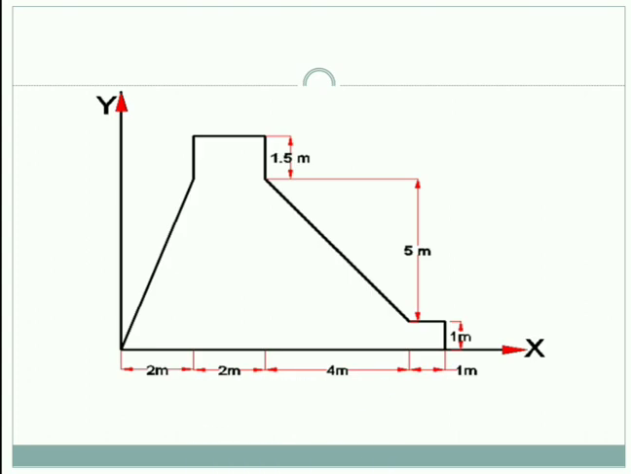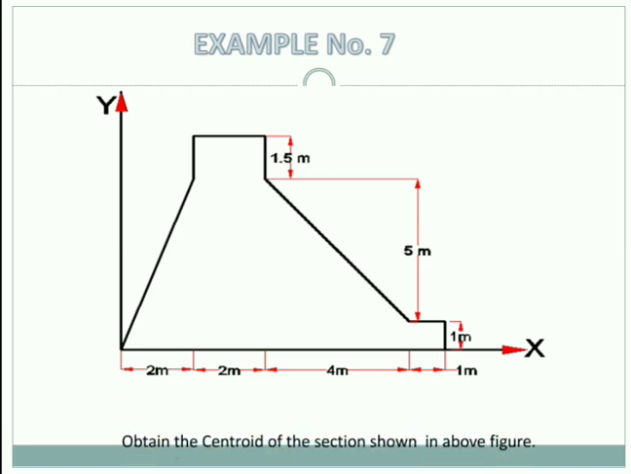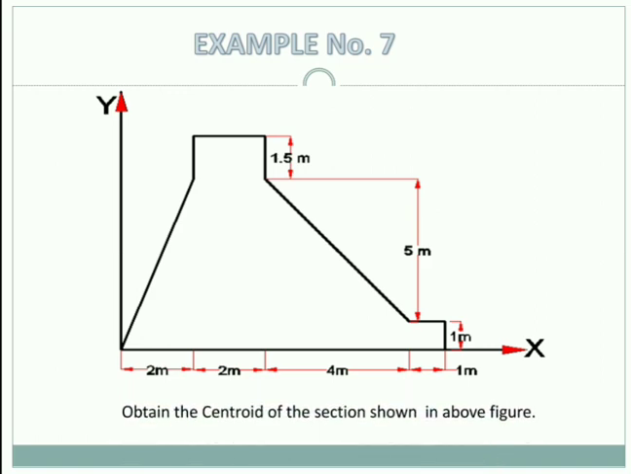Before starting the next example, which is example number 7, wherein we have to locate the centroid of the section, let's briefly recall what steps we have to follow. Firstly, we have to analyze the given figure and locate the axis. In the second step, elementary areas A1, A2, A3 have to be found out. Then, we find the centroidal distance of those elementary areas from the selected axis. Then we can obtain the centroid of the given figure very easily.